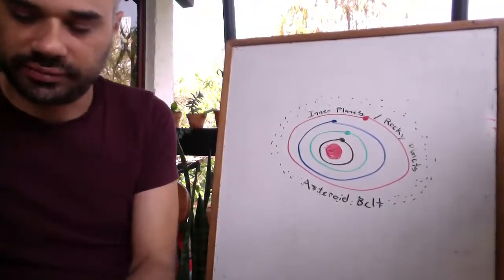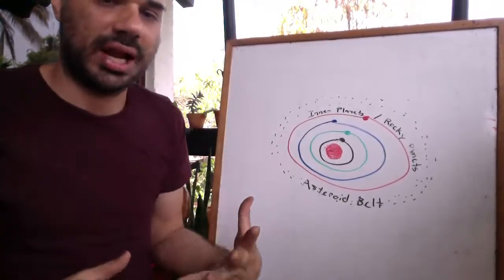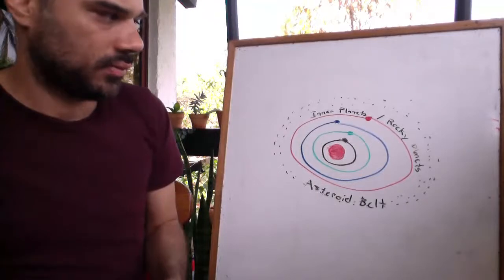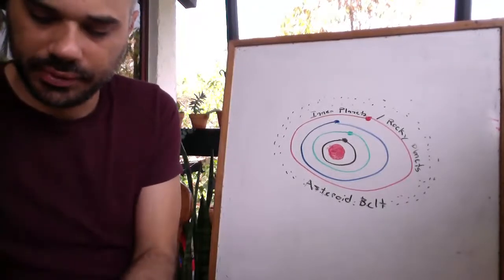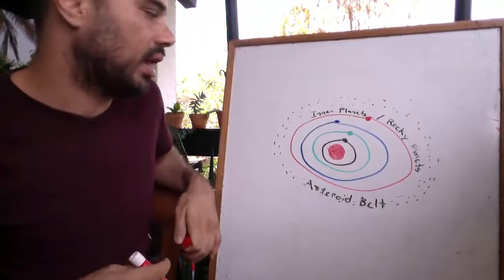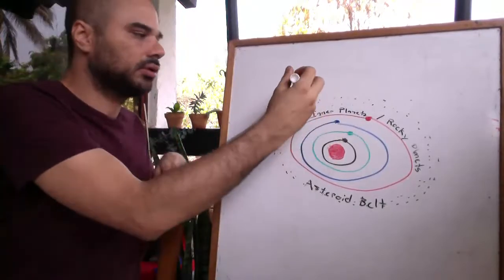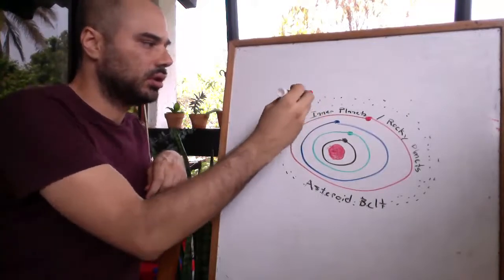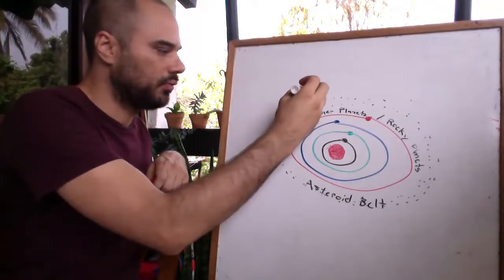And after the asteroid belt comes the bigger planets, the gas giants. Okay. And let's begin with the largest of the planets. After the asteroid belt, we have the largest of the planets, which is Jupiter. Okay.